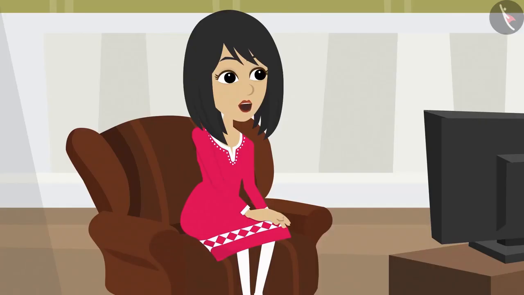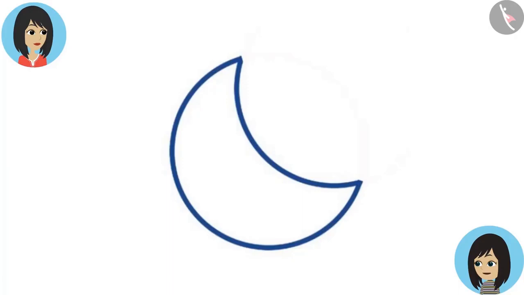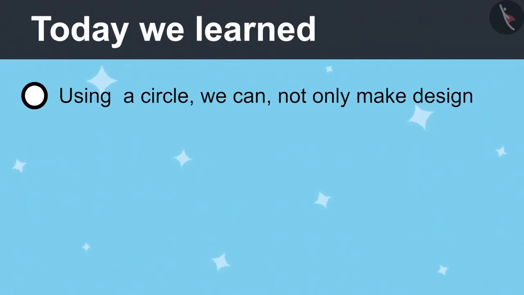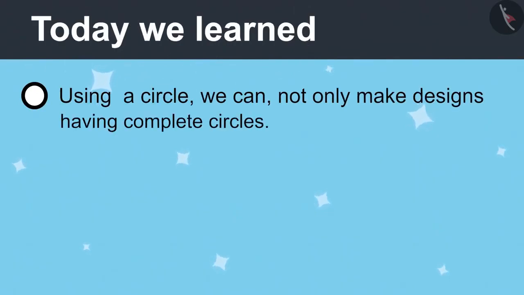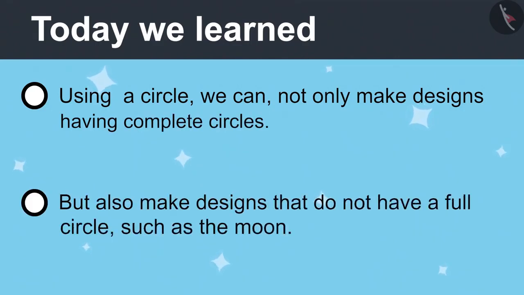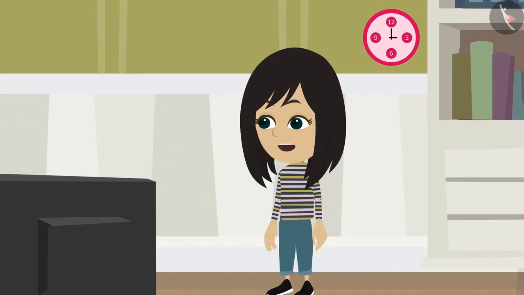You have become very intelligent. Thank you. But you see that no full circle is visible in this shape. Yet it is a shape made from a circle. This means using a circle, we can not only make designs having complete circles like rangoli, but also make designs that do not have a full circle such as the moon. Tomorrow, Vandana and I will together try to find designs made with many circles.